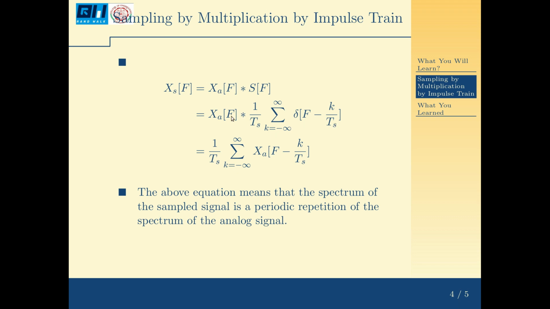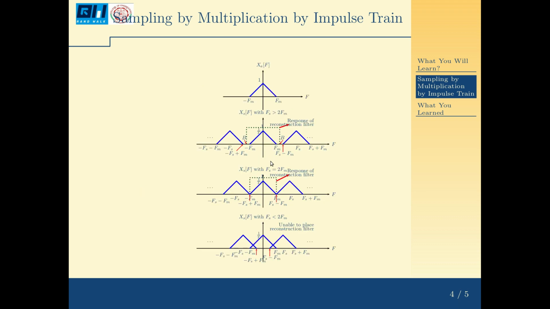This is equivalent to 1/Ts times the sum over k from minus infinity to infinity of Xa(f − k/Ts). The above equation means that the spectrum of the sampled signal is a periodic repetition of the spectrum of the analog signal. Xa(f) is repeatedly placed from minus infinity to infinity. So that looks like this.